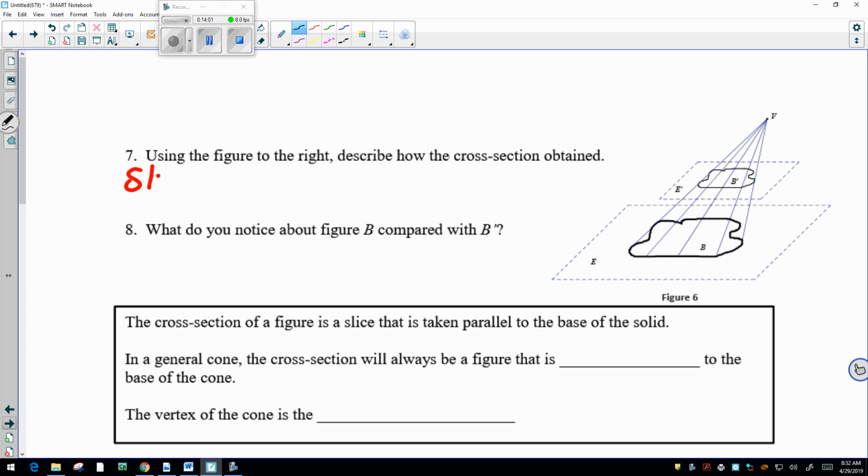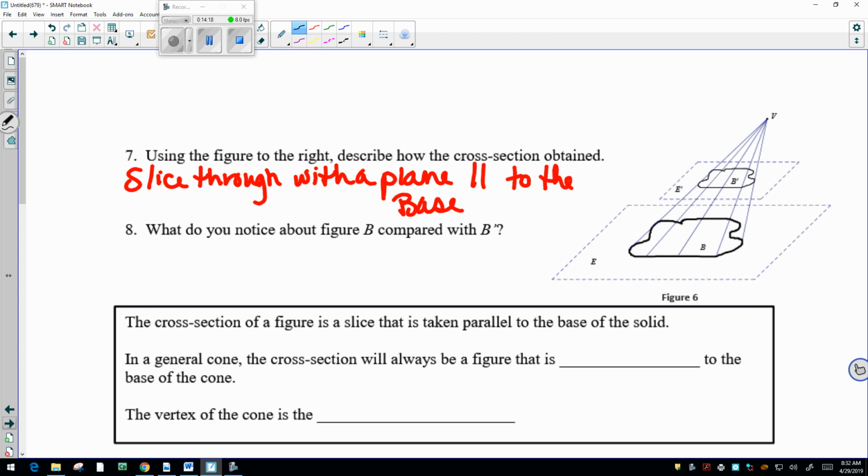So I could say I'm going to slice through with a plane parallel to the base. And when we do that, it says, what do you notice about figure B compared with figure B prime? Well, they look the same to me, it's just B prime looks smaller. So I could say same shape, just B prime is smaller.